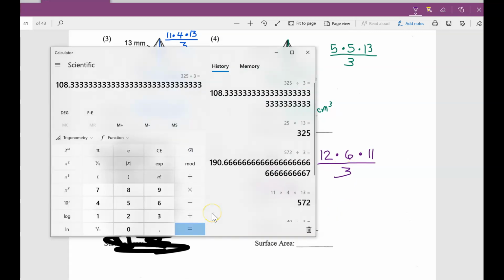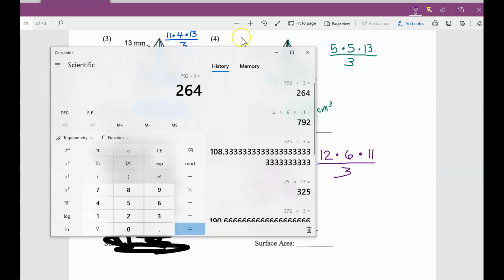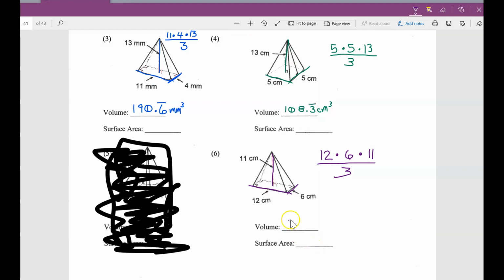So let's see. 12 times 6 times 11 divided by 3, 264. So this final one is 264 centimeters cubed.